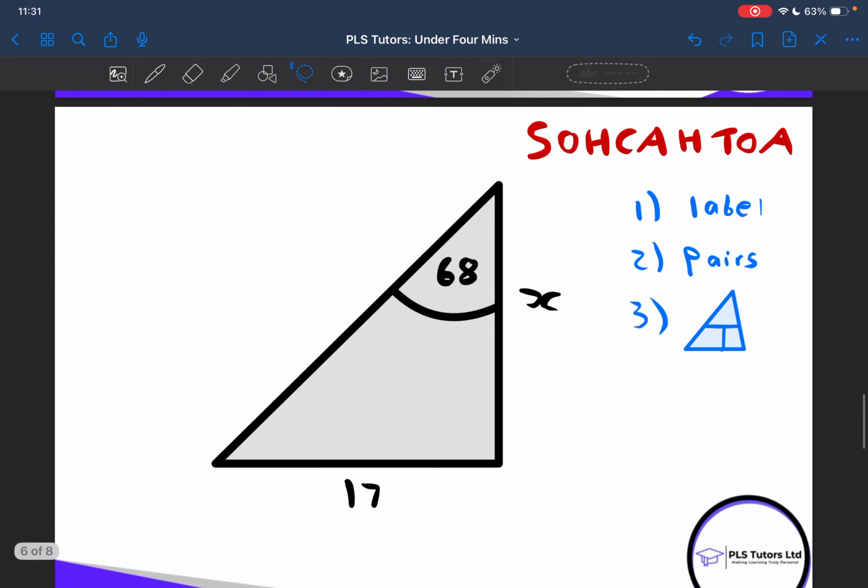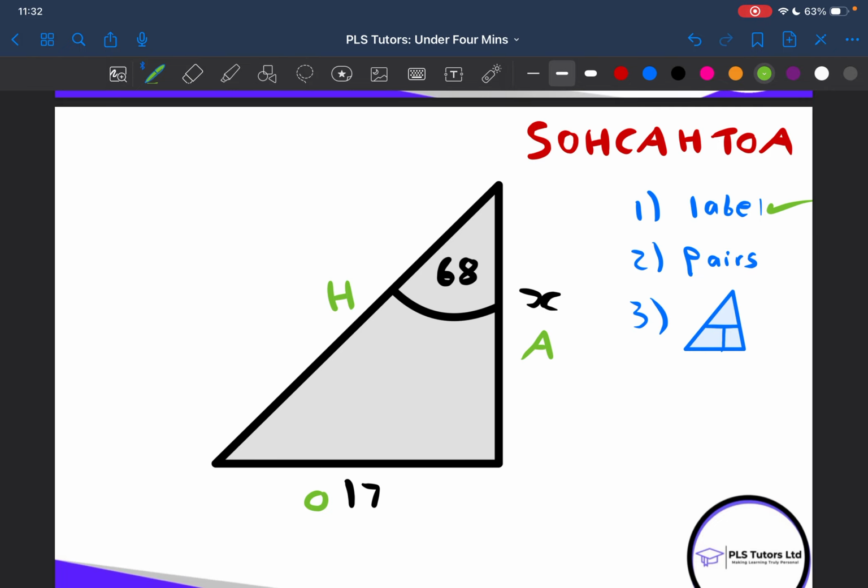Okay, so step number 1, label your sides. So you want to label them H, O, and A. So H is the longest side, so that goes there. O is opposite, so if we're at this angle, O is opposite where 17 is. A is our adjacent, so we put that where X is. Okay, so we've done the first step.